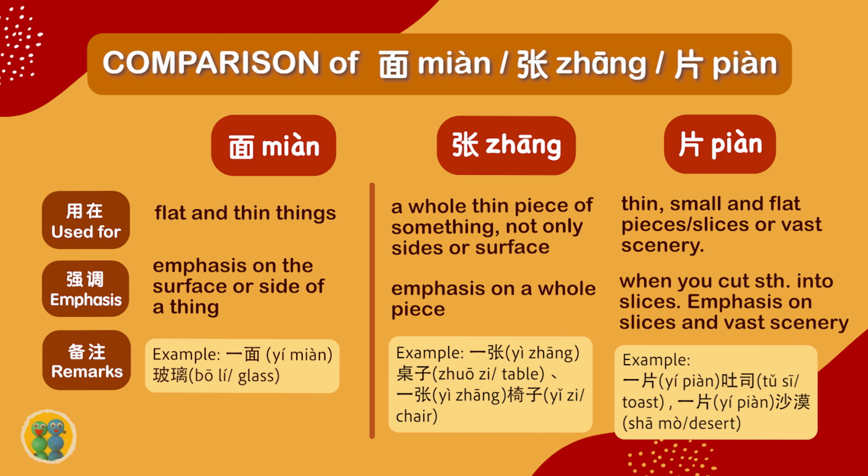And more example for piàn: 一片吐司. 吐司 means toast. 一片沙漠. 沙漠 means desert.